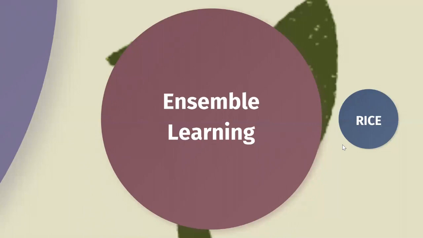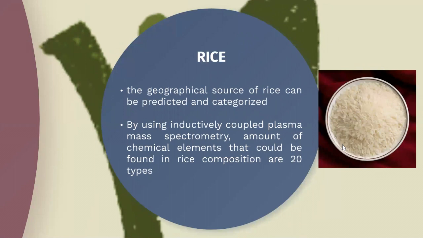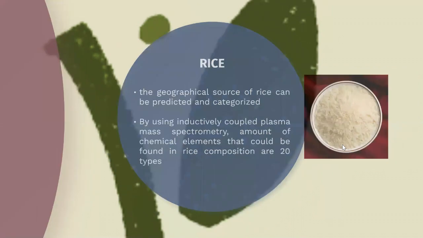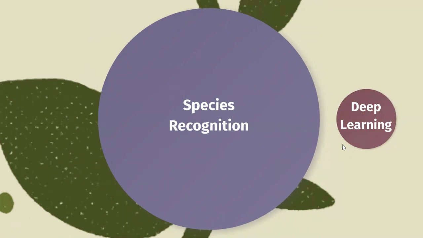The other model that can be used is ensemble learning. By using this model, the geographical source of rice can be predicted and categorized. By using inductively coupled plasma mass spectrometry, the chemical elements that can be found in rice composition are 20 types. We have done crop quality, now we proceed to species recognition.